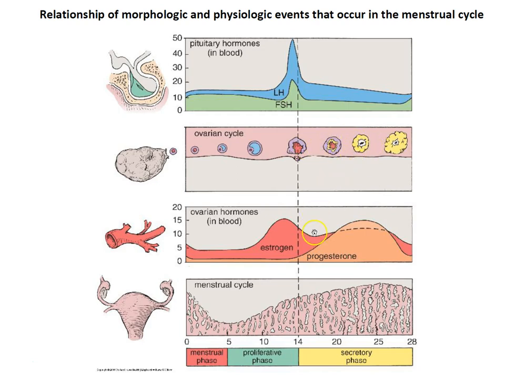The estrogen and progesterone are secreted by the corpus luteum, and under the influence of these hormones, principally progesterone, the endometrium of the uterus now begins its secretory phase, so as to prepare the uterus for implantation in the event of fertilization.